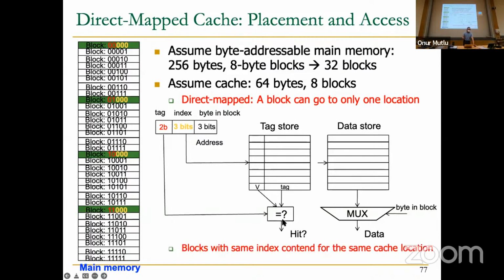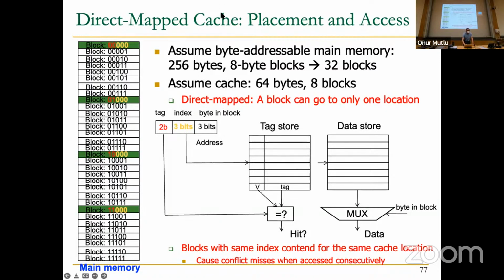So, of course, the reason I highlighted these green things over here is these are the blocks with the same index. At least one set of blocks with the same index. These are the complete set of blocks that have an index of 0. The index bits are all 0. And these blocks contend for the same cache location. They can only map to this 0, 0, 0 entry in the tag store and 0, 0, 0 entry in the data store. And if they're accessed consecutively, they cause misses.